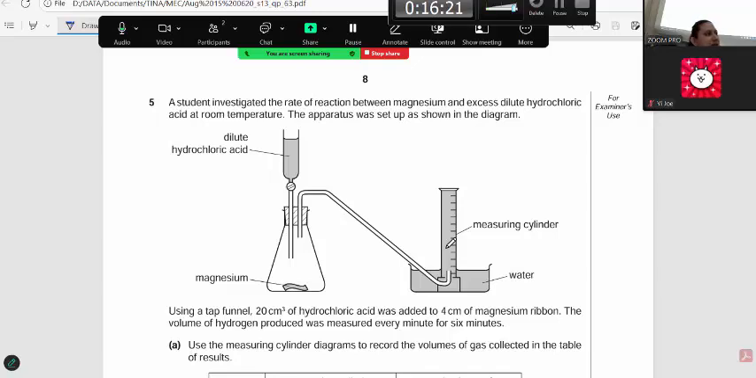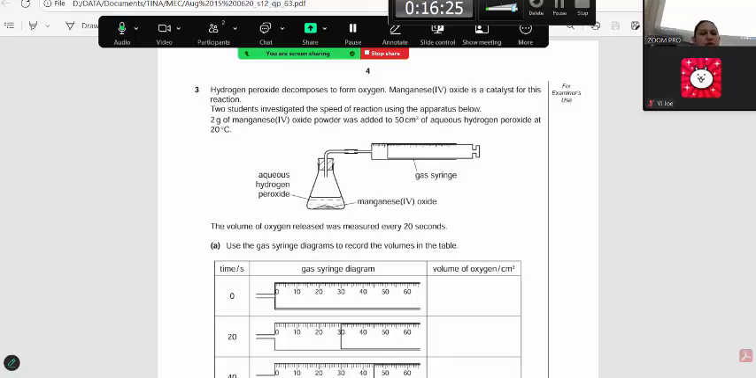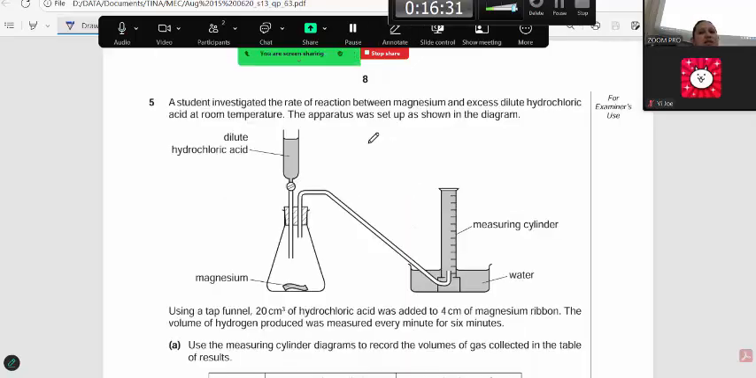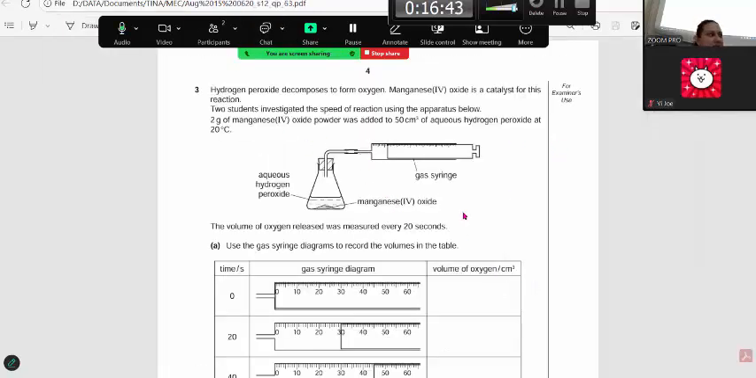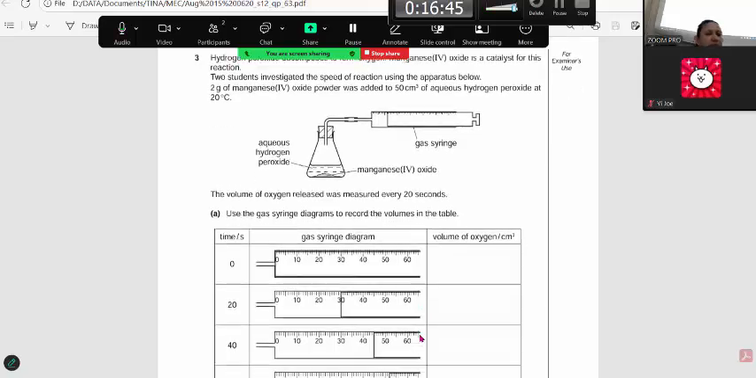Understand? So which one is more accurate? Using this method or using the gas syringe? Which one more accurate? Gas syringe, of course. This one you must wait for the water to bubble up, the oxygen to bubble up, and then the water must be pushed down. This one not so accurate. Some of the gas might escape. So a more accurate one is, of course, this is the best one. Okay, can?